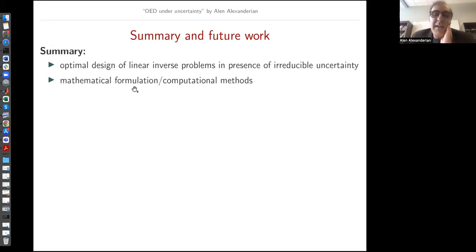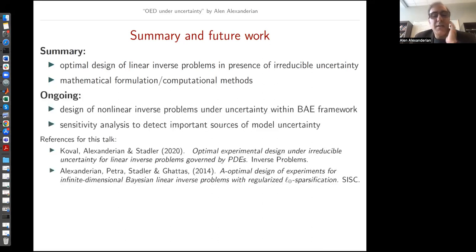And you saw that even in the linear setting, it was quite complicated. We had to do a lot of approximations to be able to solve that problem on a computer. Remember, we're considering very high dimensional inverse problems. The parameters are discretizations of field quantities, so quite high dimensional, and your forward solves are expensive. So even in the linear setting, we had to overcome a lot of challenges. The ongoing work is the design of nonlinear inverse problems, and I'm considering the BAE framework and sensitivity analysis to detect sources of uncertainty.